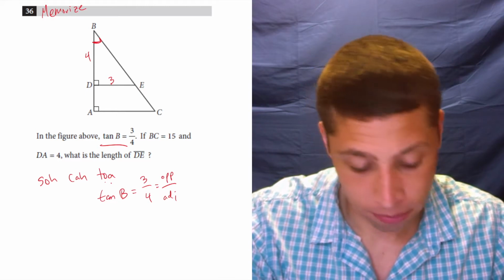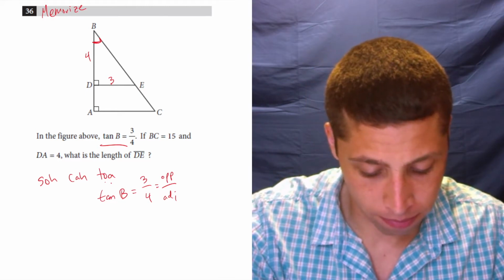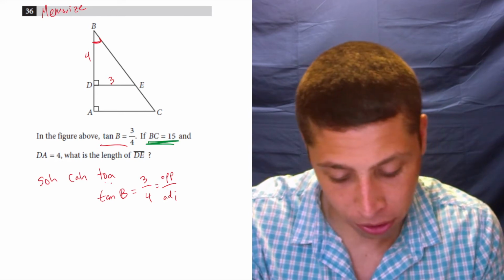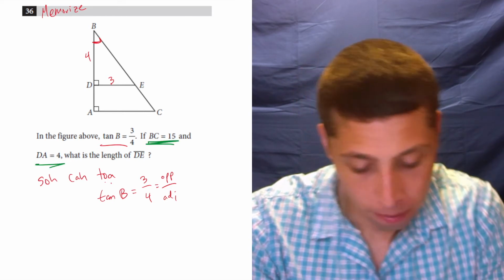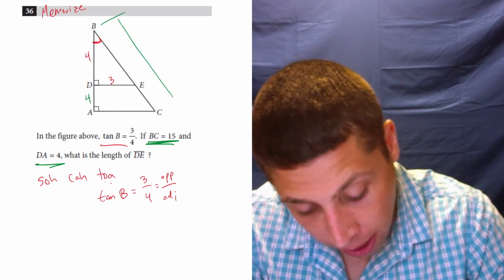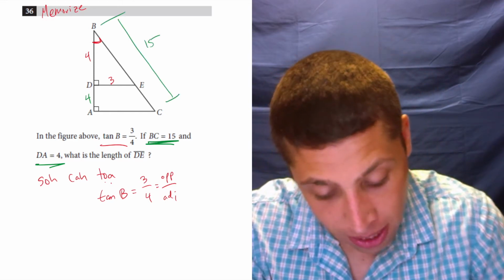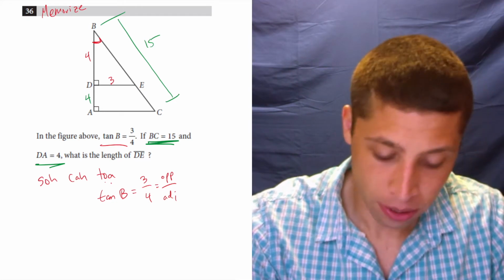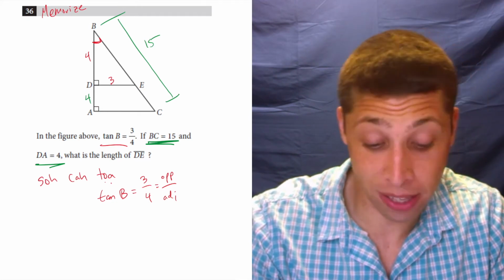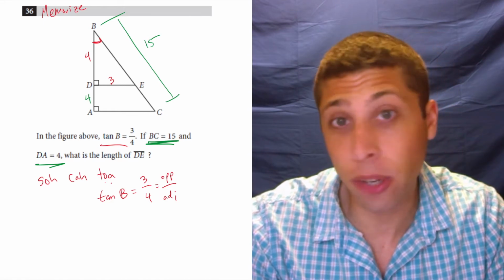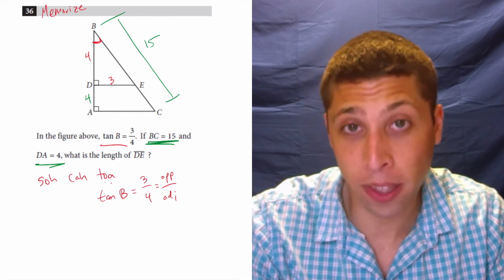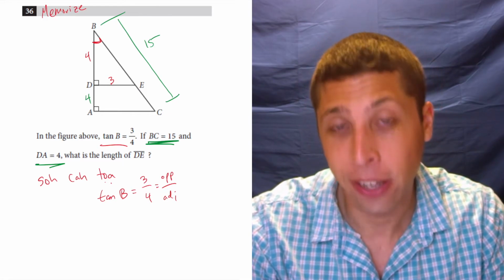So, okay, well, that's a little weird. Because if I look at this picture and I look at the other information that I'm given, DA is 4. And BC, this whole thing, is 15. So how is it that DA and BD are both 4? I mean, that's kind of strange because BD looks bigger than DA. And there's no note here that says that it's not drawn to scale. So that means that I should assume that this picture is, in fact, drawn to scale.